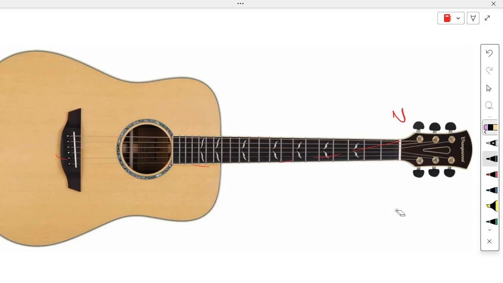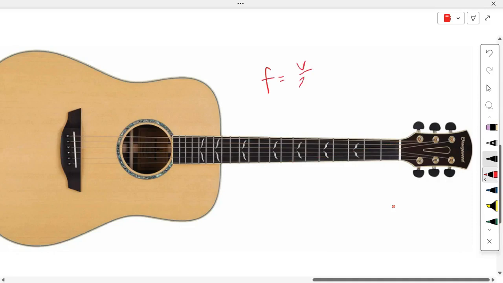So here's what we can do though. One thing I can do is change this. Let's write this: F naught is V over 2L. So I can make a frequency that depends on the speed of the wave, which depends on the tension on the string, which you guys have heard me say, and it depends on the length of the vibrating string. If that length is this whole length, then we get this.